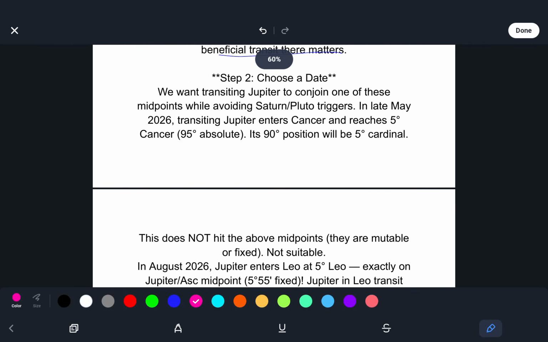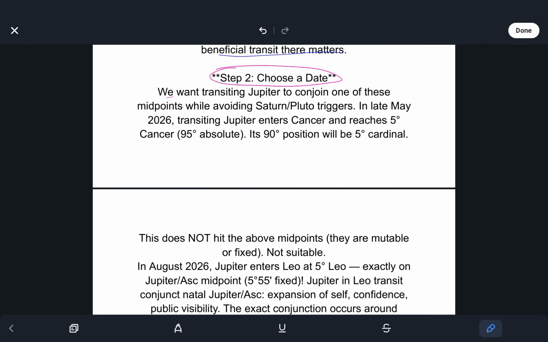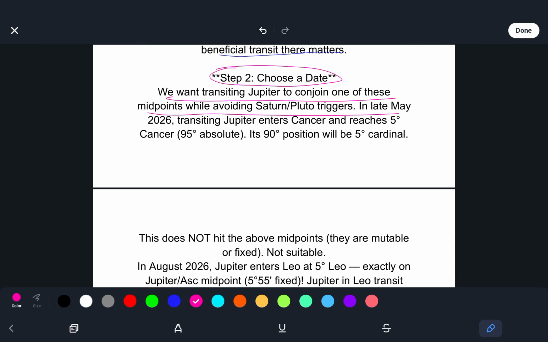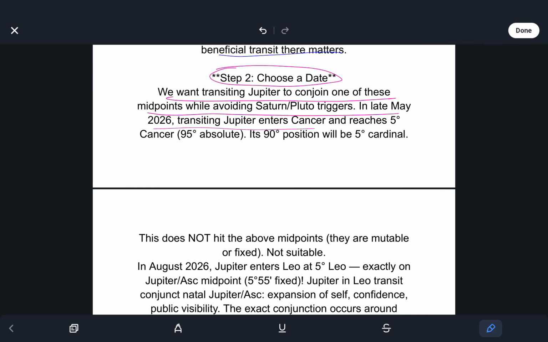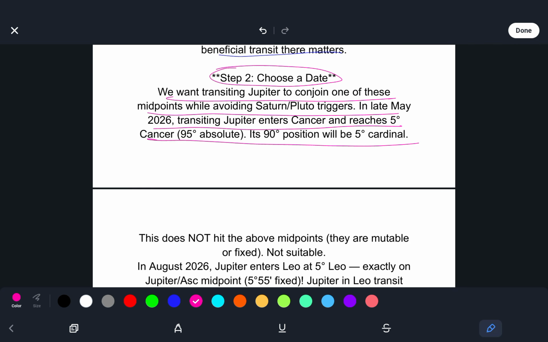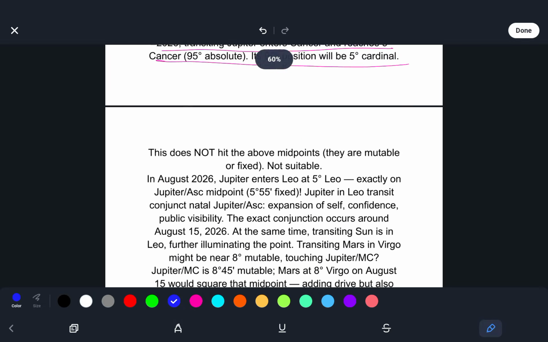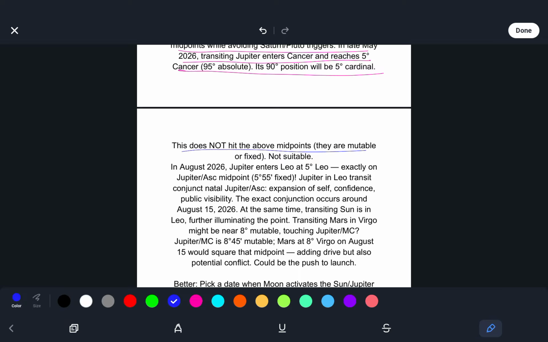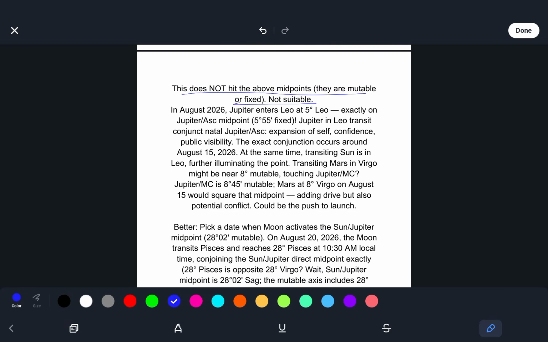Alright, step 2 is choose a date. We want transiting Jupiter to conjoin one of these midpoints while avoiding Saturn-Pluto triggers. In late May, transiting Jupiter enters Cancer and reaches 5 degrees Cancer, 95 degrees absolute. Its 90 degrees position will be 5 degrees cardinal. This does not hit the above midpoints. They are mutable or fixed, not suitable.